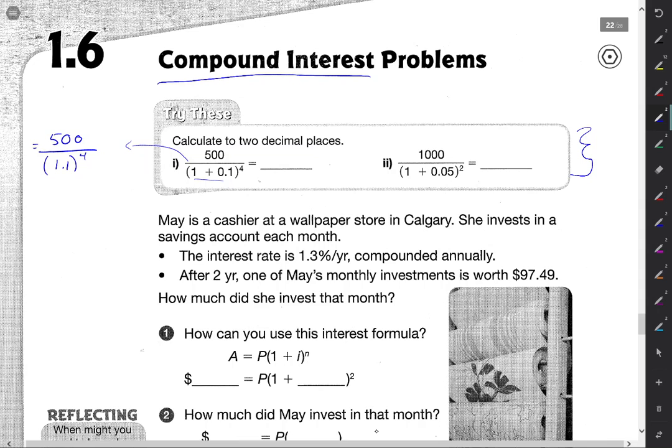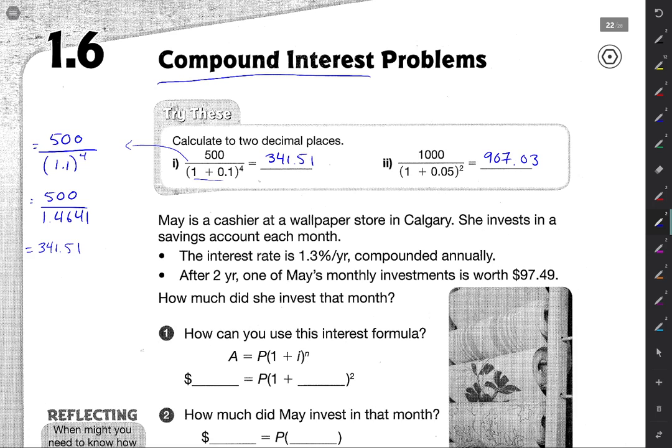And then if I continue with BEDMAS, I would do 1.1 to the power of 4 in the denominator, which would give me 1.4641. And then my final step is to divide those two numbers. So I would do 500 divided by 1.4641, and you should get 341.51. So that would be the answer for that one. In the next one, you're going to do the exact same steps, and you should get 907.03. So please try doing this and making sure you know how to plug that into your calculator.